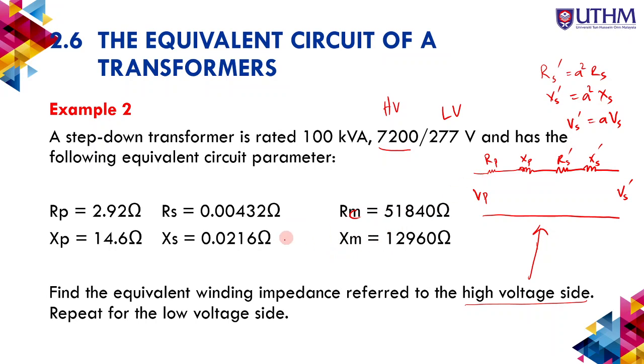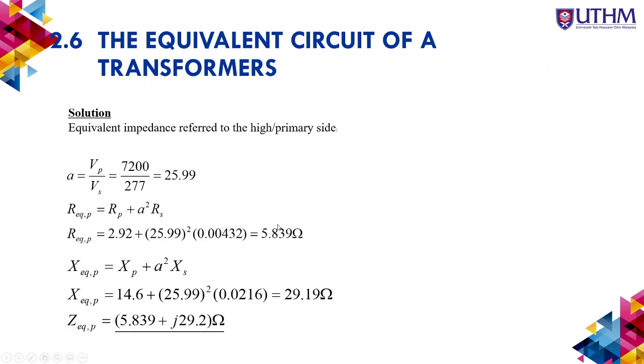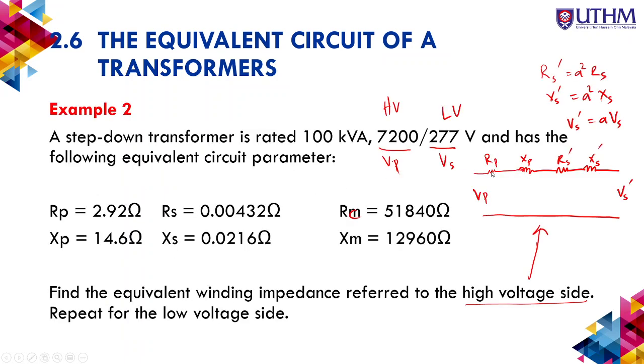So this is the Vs and this is the Vp, so then we can know the values. Firstly we need to get the A. For me, I have not combined yet, so later on you can combine.